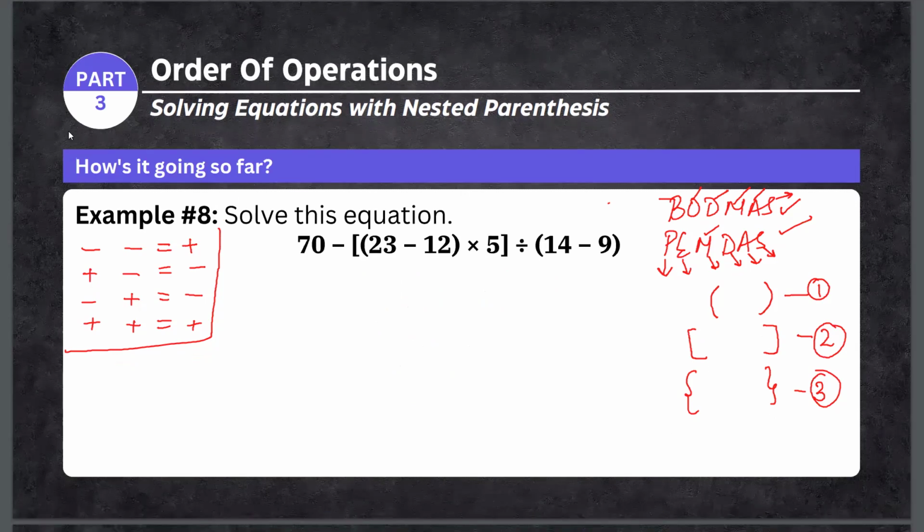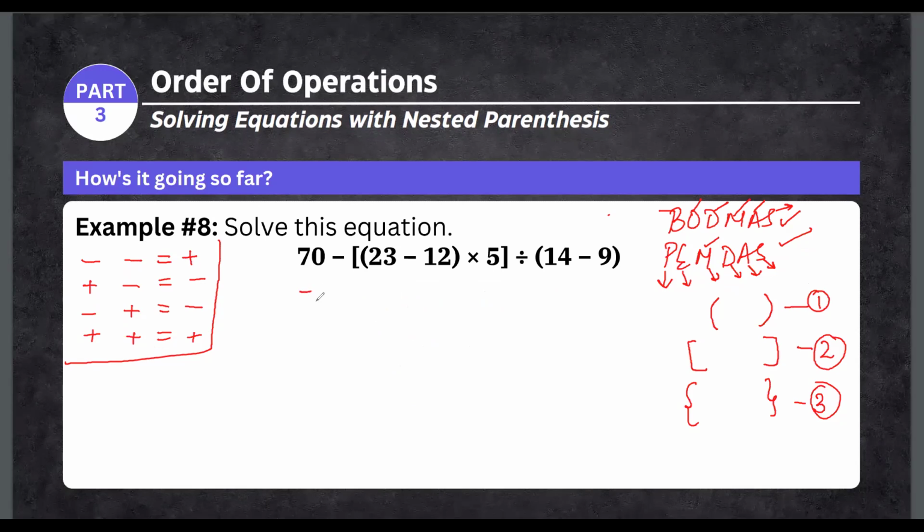Next, we have this question. It looks like a big one. Let's see. 70 minus. So we have to solve the curved bracket first. So 23 minus 12 is 11 times 5 divided. And here we have to solve this. 14 minus 9 is 5. Now 70 minus 11 times 5 is 55. So I will write the answer without any square bracket, now divided by 5.